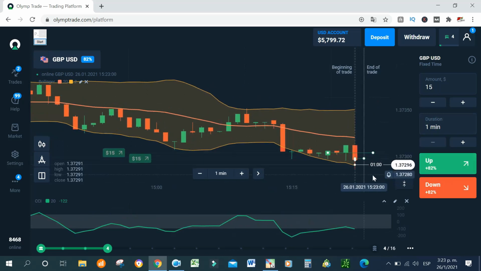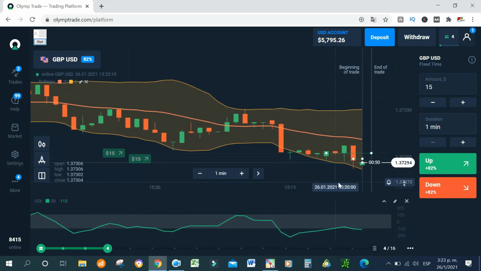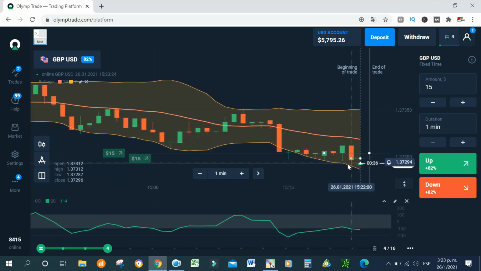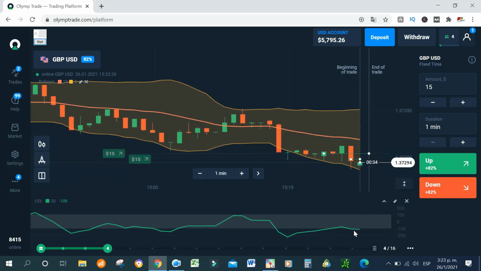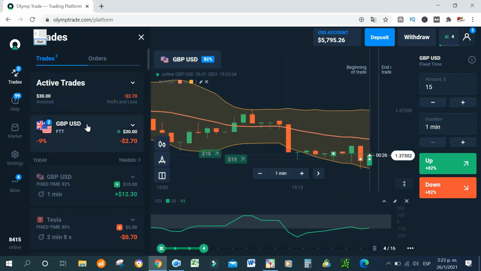Yes, right here. Here it opened with a gap down, so it's not very good for my trade, but it's okay. I think we can still win this trade. We have a very good candlestick which had a long wick, a little bit long wick, and we have the CCI in the oversold zone. Alright, so let's wait for this to win.